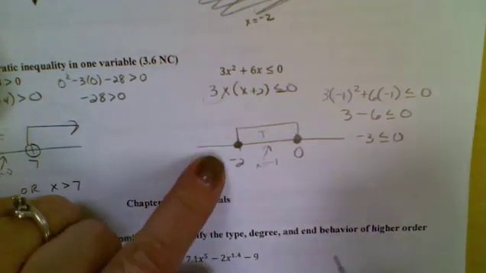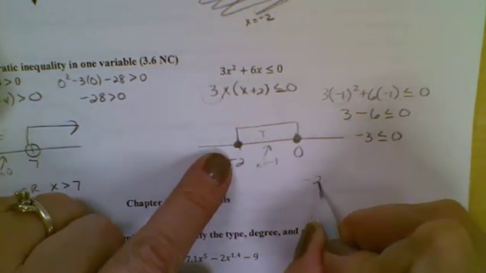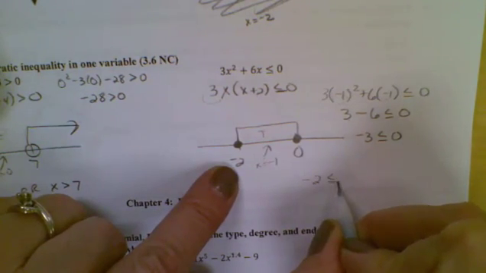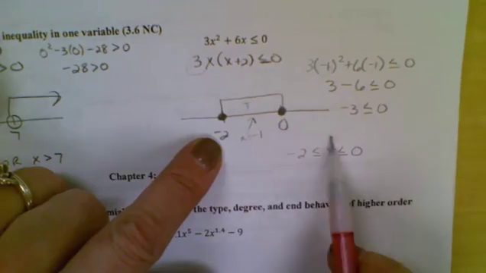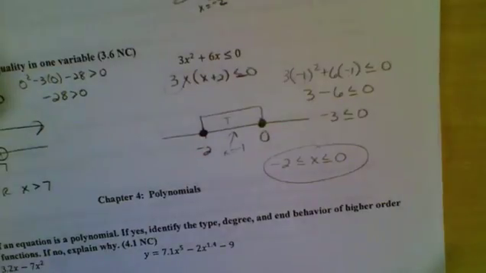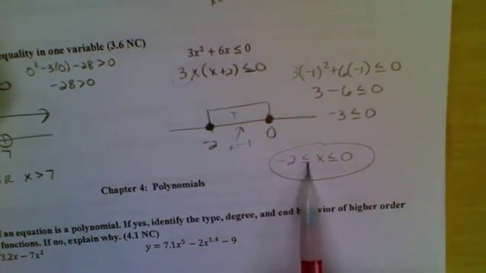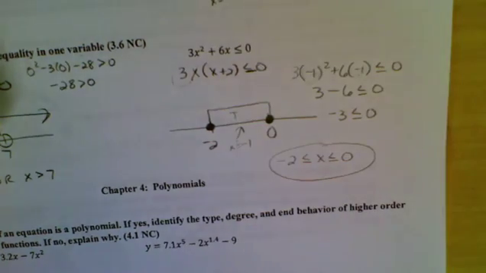those two. So what can I say? I can say -2 is less than or equal to x, which is less than or equal to 0. That's the easiest way to write that when it's in between -2 and 0. -2 is less than or equal to x, which is less than or equal to 0.